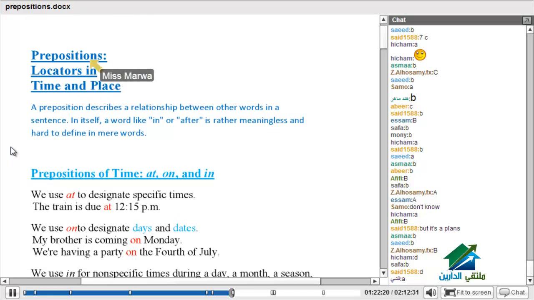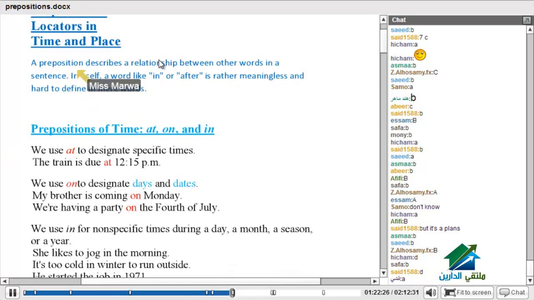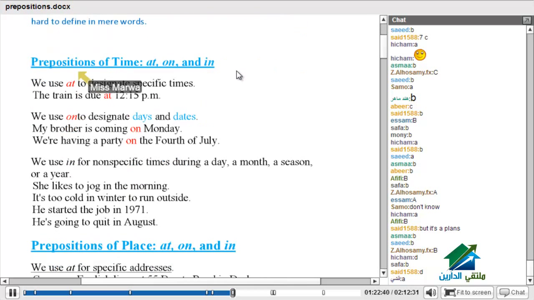Let's speak about prepositions or locators in time and place. A preposition describes a relationship between other words in a sentence. In itself, a word like in or after is rather meaningless and hard to define in mere words. Let's speak about prepositions of time: at, on, and in. We use at to designate specific times. For example, the train is due at 12:15 p.m. Okay? Give a specific time, at.